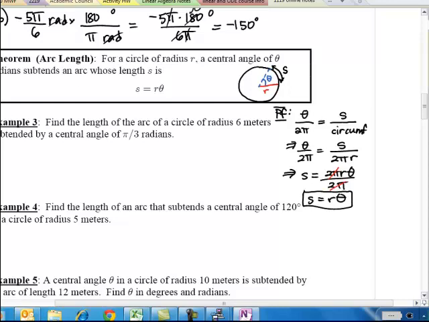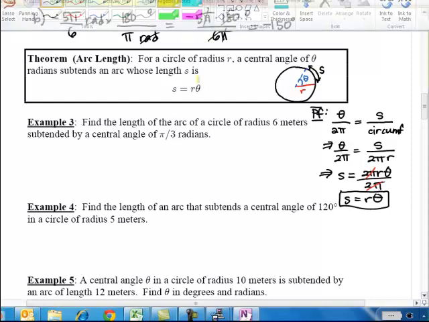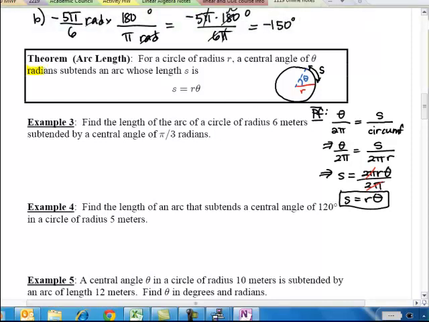You want to be careful to realize that this formula is only good if the angle is measured in radians. If the angle is measured in degrees, then you need a different formula, or you need to convert the degrees to radians, one way or the other. So you want to memorize this formula, but when you're memorizing it, make sure that you remember that theta has to be in radians.